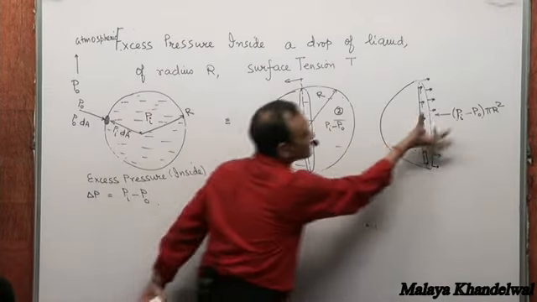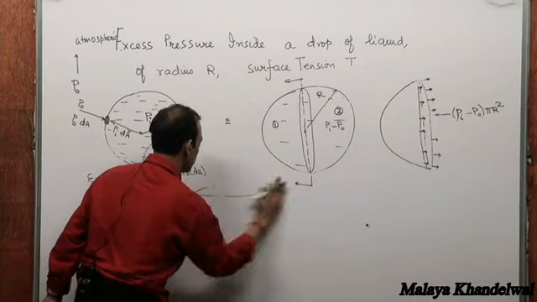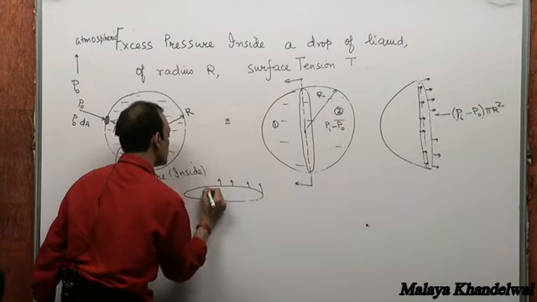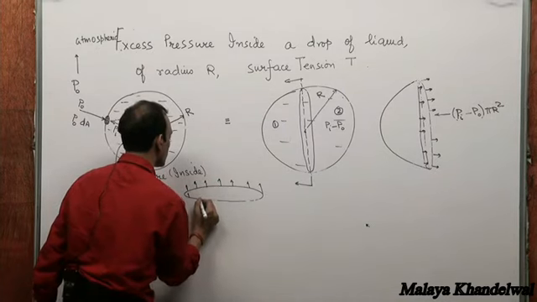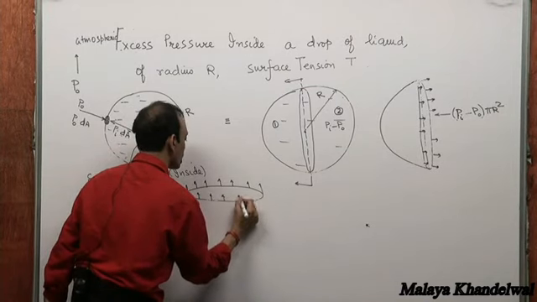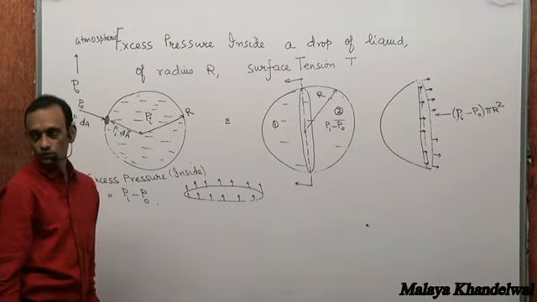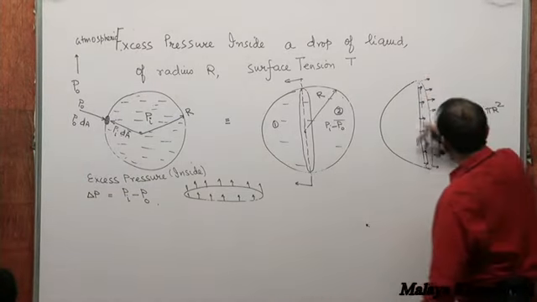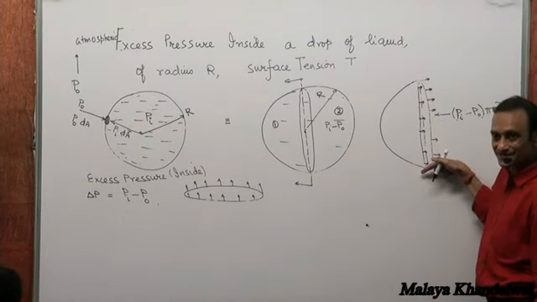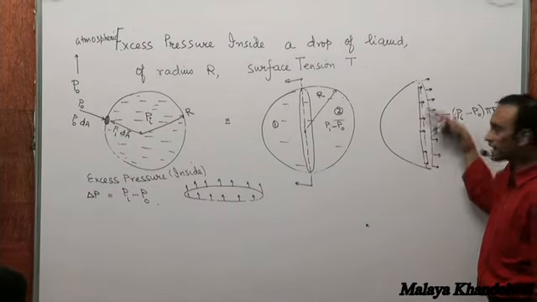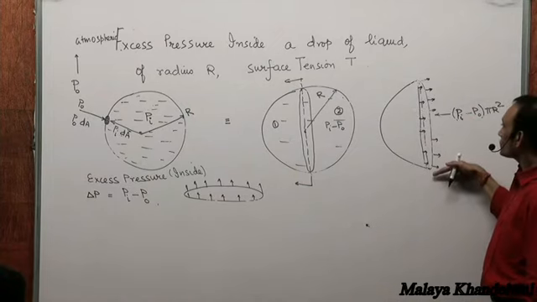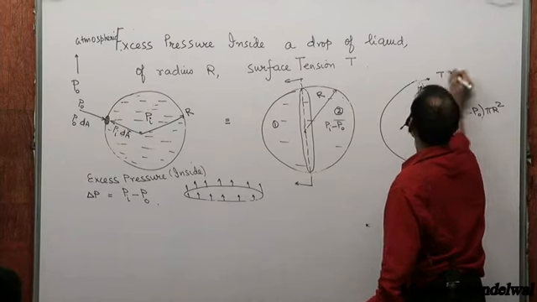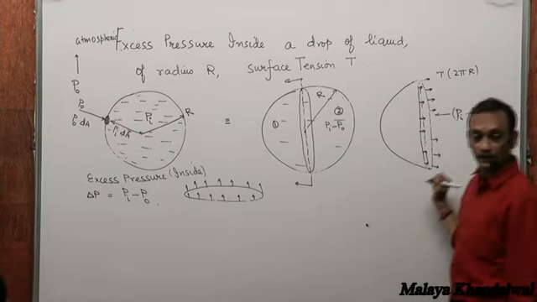If I had to straighten this circular portion up, it's like there is T acting this way on this circular portion. Yes or no? There is T acting over how much of the circumference? 2 pi r, the circle, right? T acting over this 2 pi r, isn't it? So the force because of surface tension acting on the circumference is going to be T into 2 pi r.